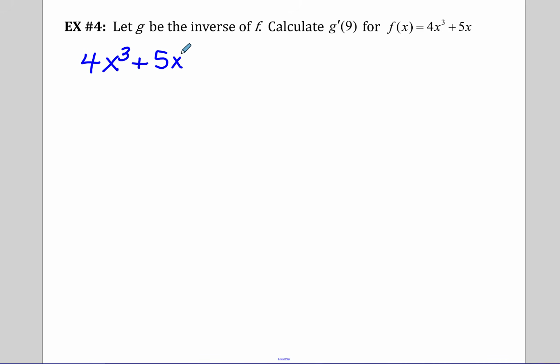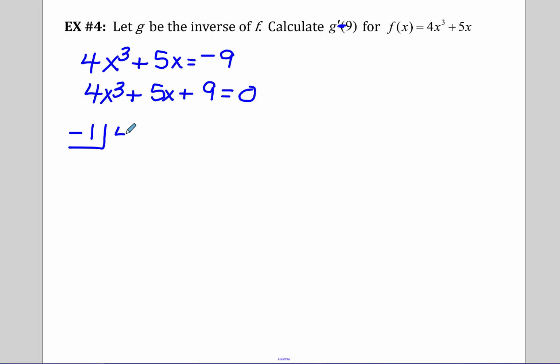Let's say we had 4x cubed plus 5x equals, actually on your notes you have -9 here. So let's put -9 in there. And then 4x cubed plus 5x would equal 0 when I add 9. And like I said, I can either think about stuff from an inspection point of view, or I can actually use synthetic division and try a few values.